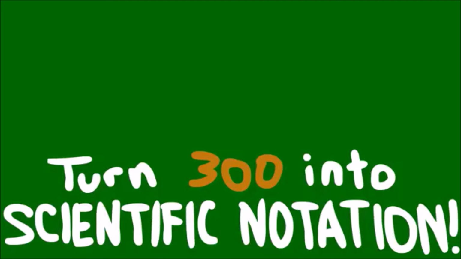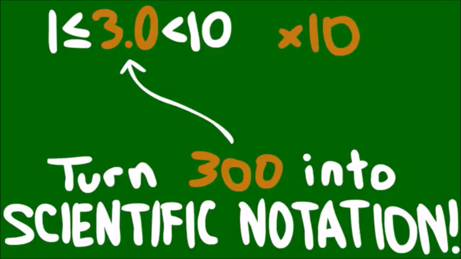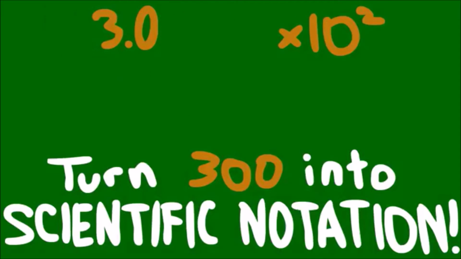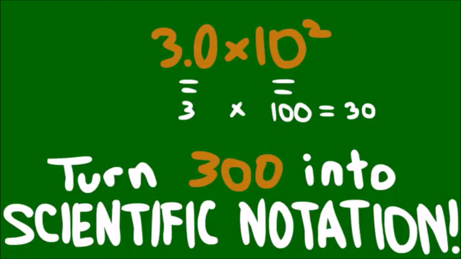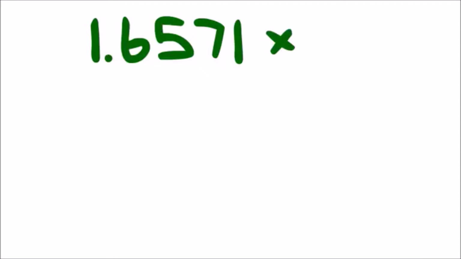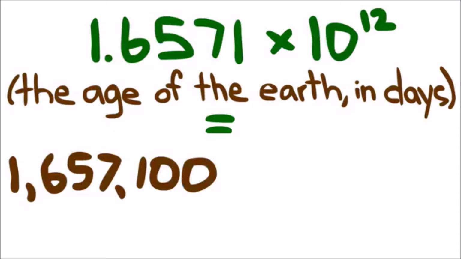Express your number so that it's more than 1, but less than 10. Take that number and multiply it by 10 to the proper exponent. 300 in scientific notation is 3 times 10 to the power of 2. 10 to the power of 2 is 100 times 3, that's 300, so there's your proof. Scientific notation uses exponents with the base of 10, so you don't have to write out so many zeros again and again and again.